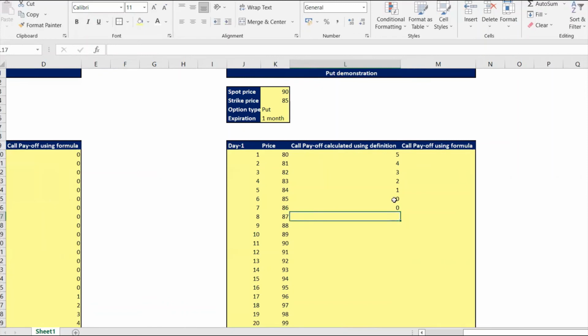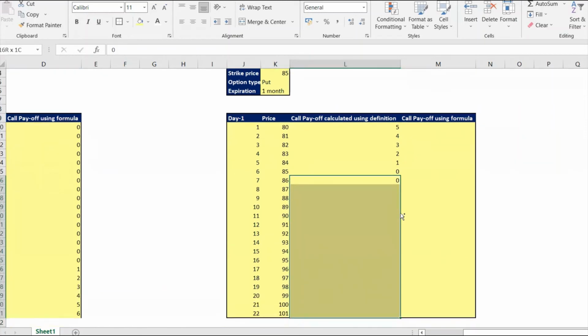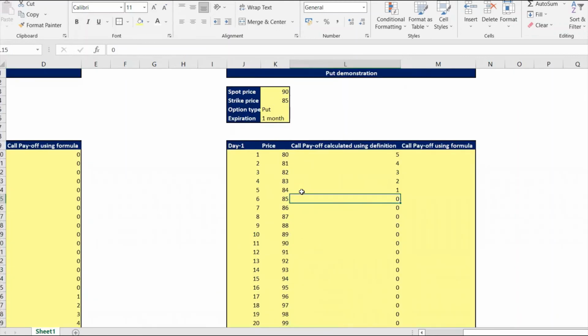So there is no payoff from the option if the stock price is above 85. But if it goes below 85, then you start getting some payoff from the option. So similarly, we'll try to get a formula for the put option.